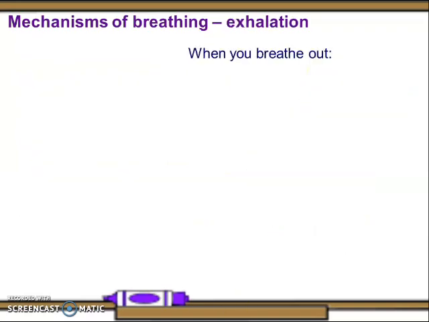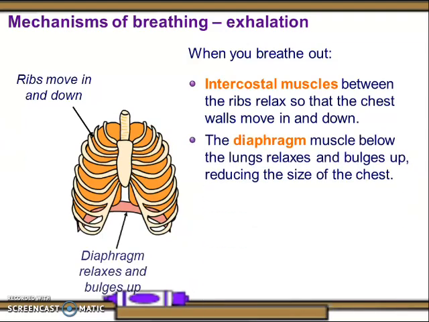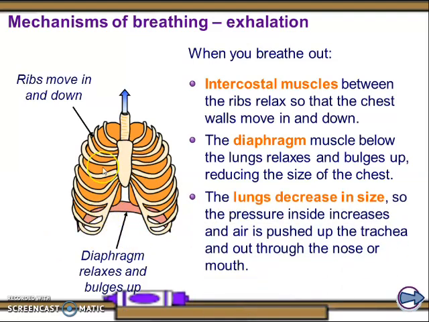During exhalation, when you breathe out, intercostal muscles between the ribs relax so that the chest walls move in and down. The diaphragm muscles below the lungs relax and bulge up, reducing the size of the chest. And the lungs decrease in size, so the pressure inside increases and air is pushed up the trachea and out through the nose or mouth.